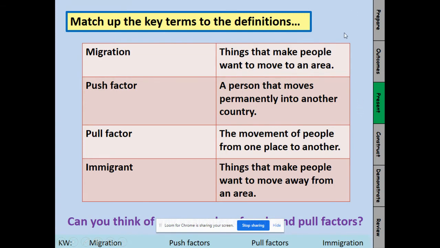Can you think of any push factors from Mexico? Any negative things that might make people want to leave compared to the USA? And also, can you then think of any pull factors that make a migrant want to go to America from Mexico? Just have a think of any push and pull factors.